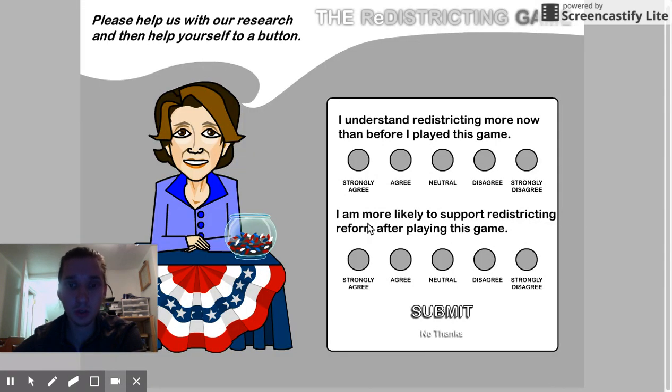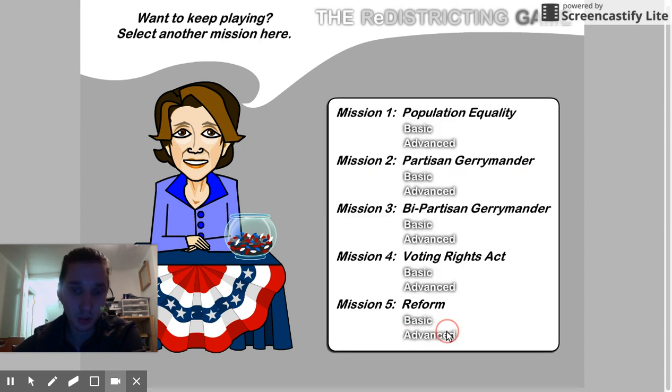Once you're done, you can submit the survey and say if you understand how redistricting works. And then you can click Submit, select another mission, and move on to Partisan Gerrymander. Each time you can go from Partisan Gerrymander, Bipartisan, Voting Rights Act, and Reform. After you've done all 5 missions, you can come and see me, or you can move on and return to them later.